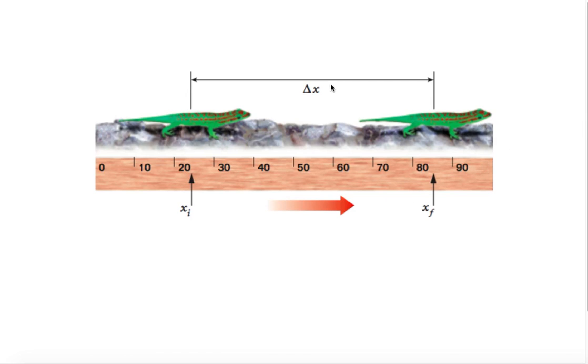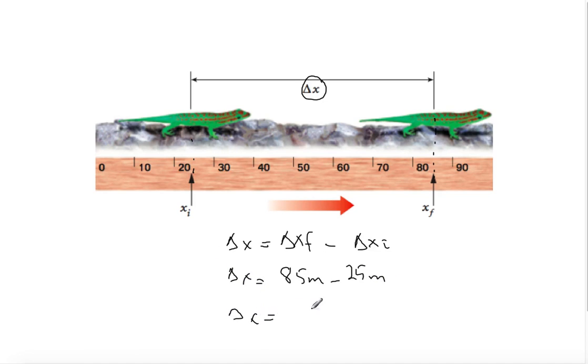And here delta x shows displacement, and displacement is equal to final position minus initial position. Final position, as you see, is about 85 meter, minus initial position, which is about 25 meter, so displacement is equal to 60 meter.